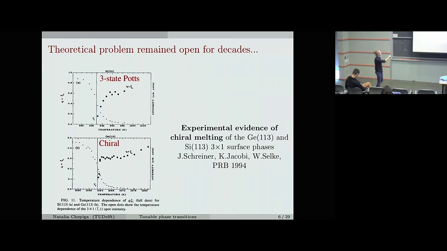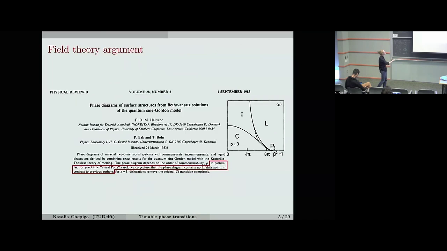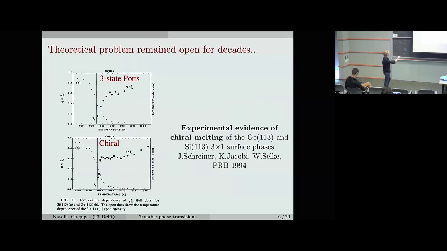In one case, it goes to 0. That would correspond to a conformal three-state Potts point. And in another case, it goes to a finite value that would signal the presence of a chiral transition. Well, numerics at that time could not help, and theoretically the problem remained open.